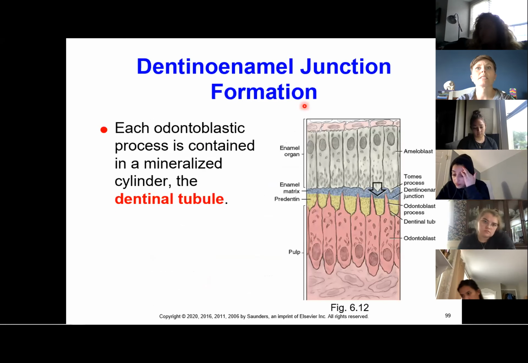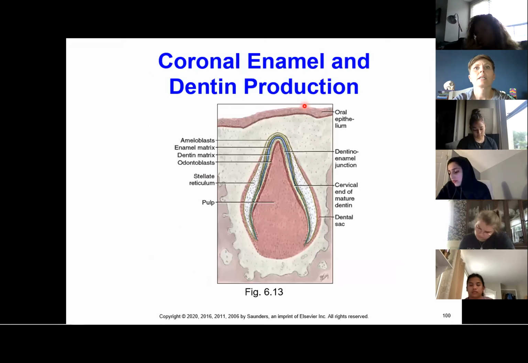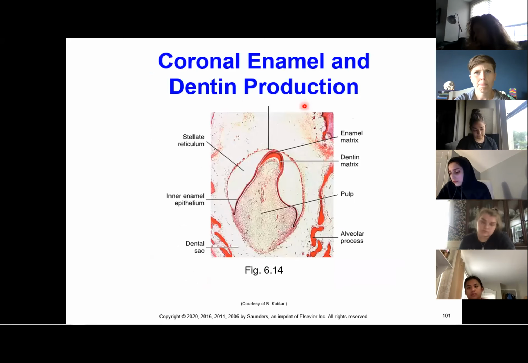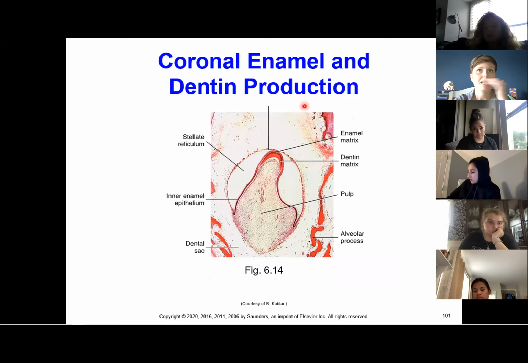So disturbances. Why didn't it jump? Oh, we haven't gotten there yet, okay.